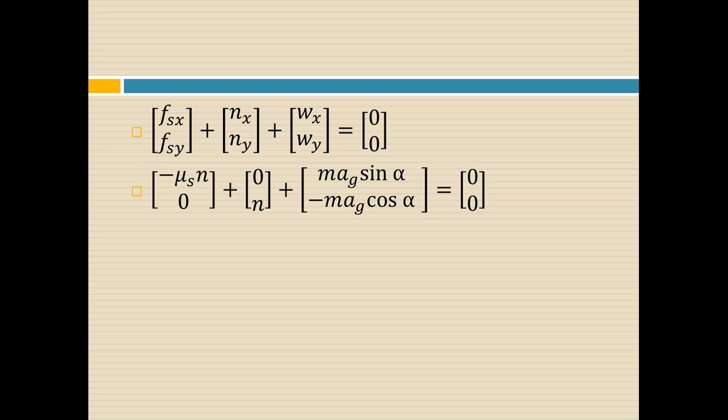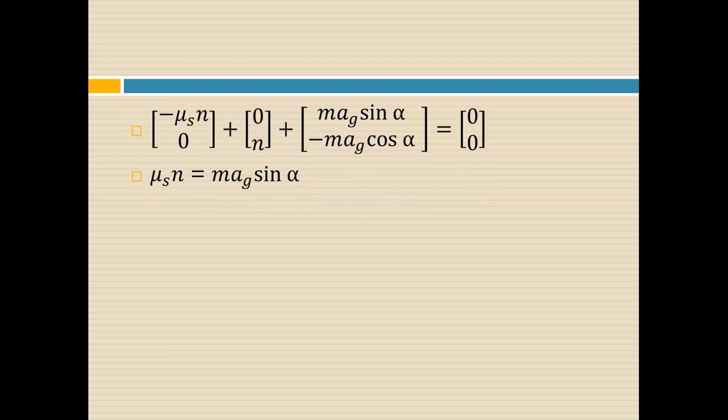Next, that gives us our two equations. Our two equations become mu s times n equals m a sub g sine alpha, and n equals m a sub g cosine alpha. We now have two equations with two unknowns, but the good news is we really don't need the normal force. So let's take that expression for the normal force in the second equation, plug that into the variable for the first equation, and that gives us mu s m a sub g cosine alpha equals m a sub g sine alpha.